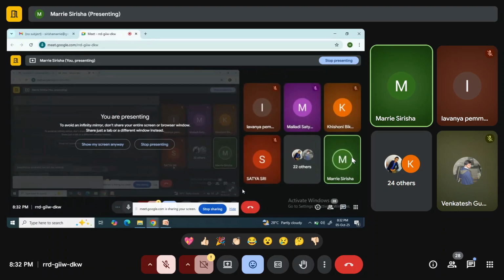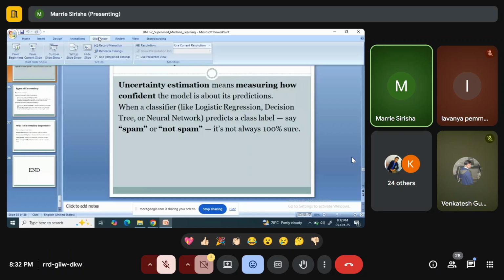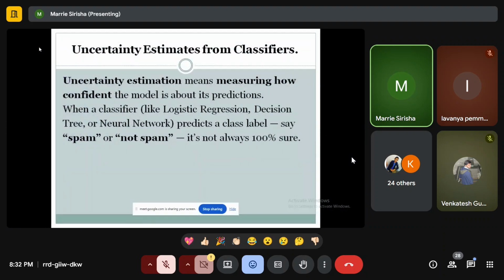Next comes, I think this is the last topic of your second unit, probably. Yes. So uncertainty estimates from classifiers.